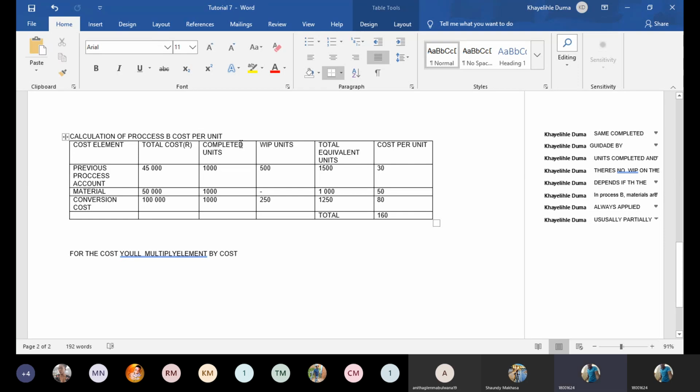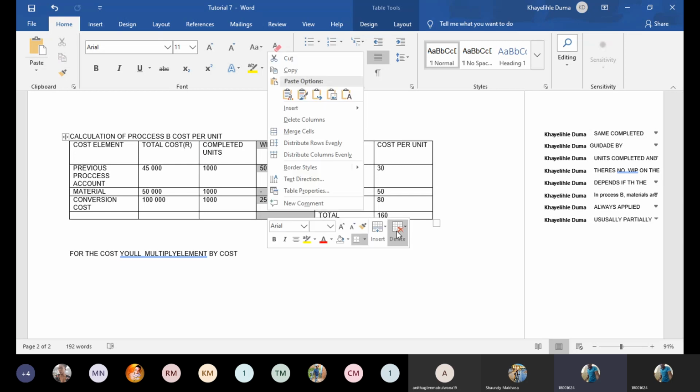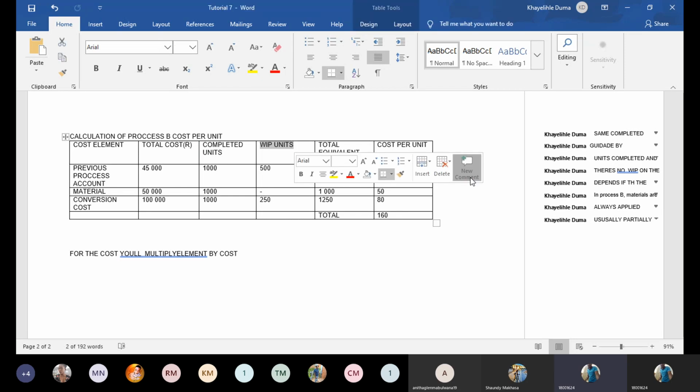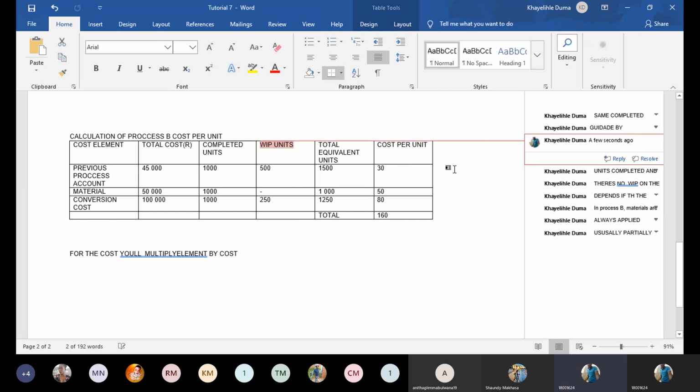So work in process, that's where you now have to kind of, in this column, add a comment on this one, so that when the person with the hand, you can still talk. Okay, this one of work in process units, that's why you'll find it's different depending on the situation that you're given. As for the previous, you just follow the information as you are given: you put 1,500, you completed 1,000, obviously 500 is remaining.